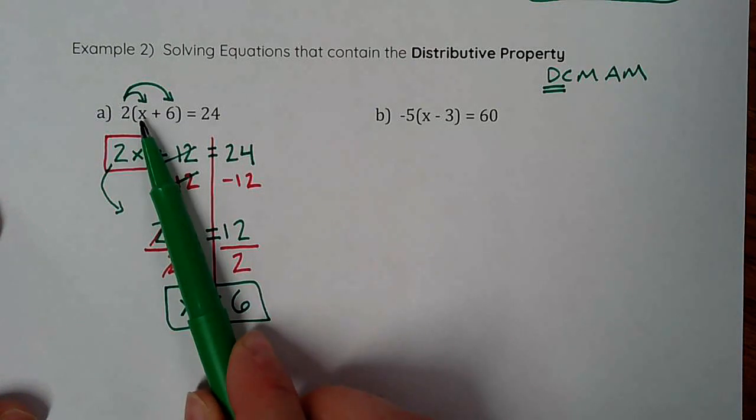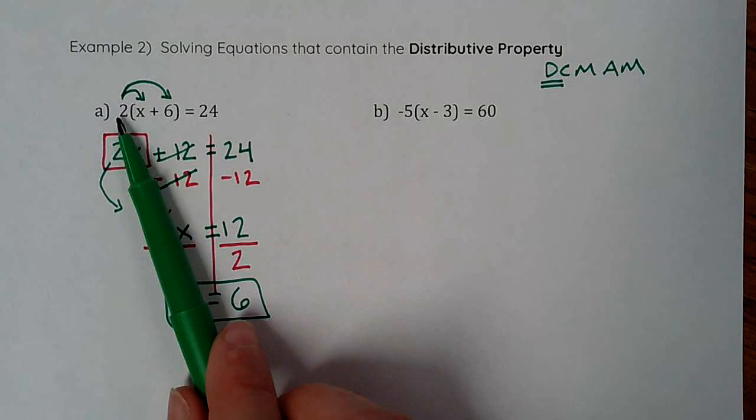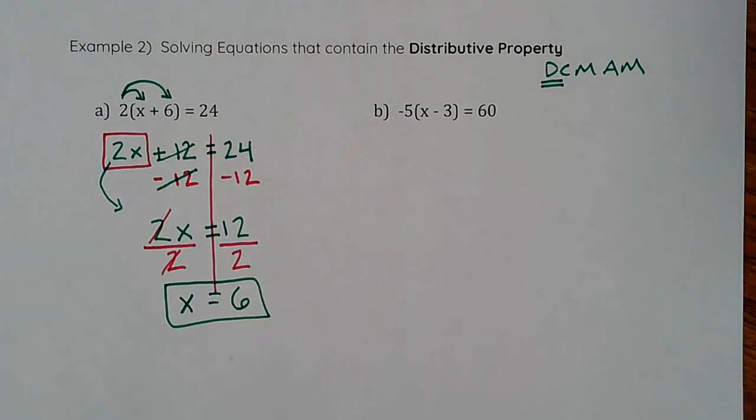If I plug 6 in for x, 6 plus 6 is 12. 2 times 12 equals 24. So it is, in fact, the value that makes the statement true.